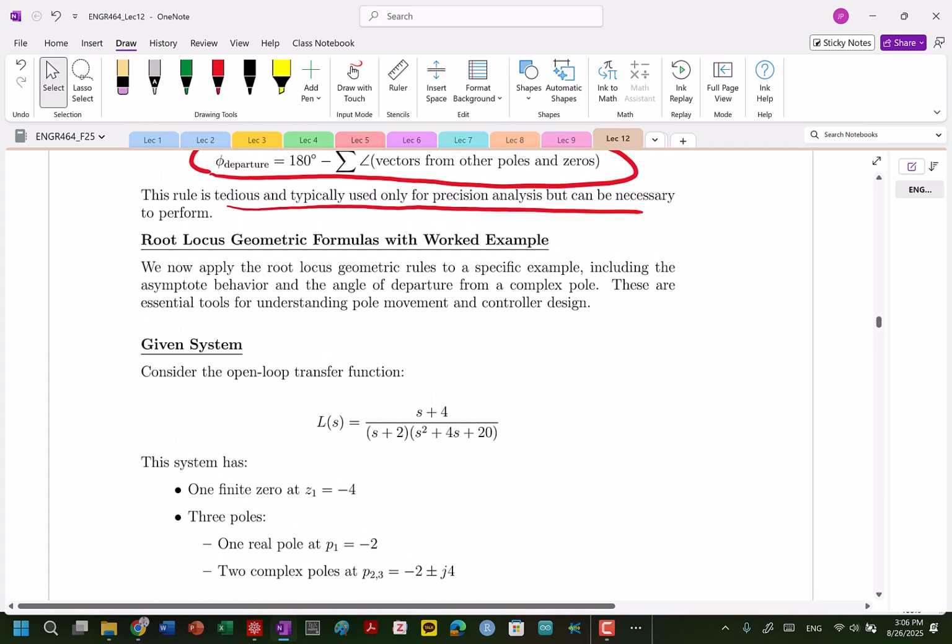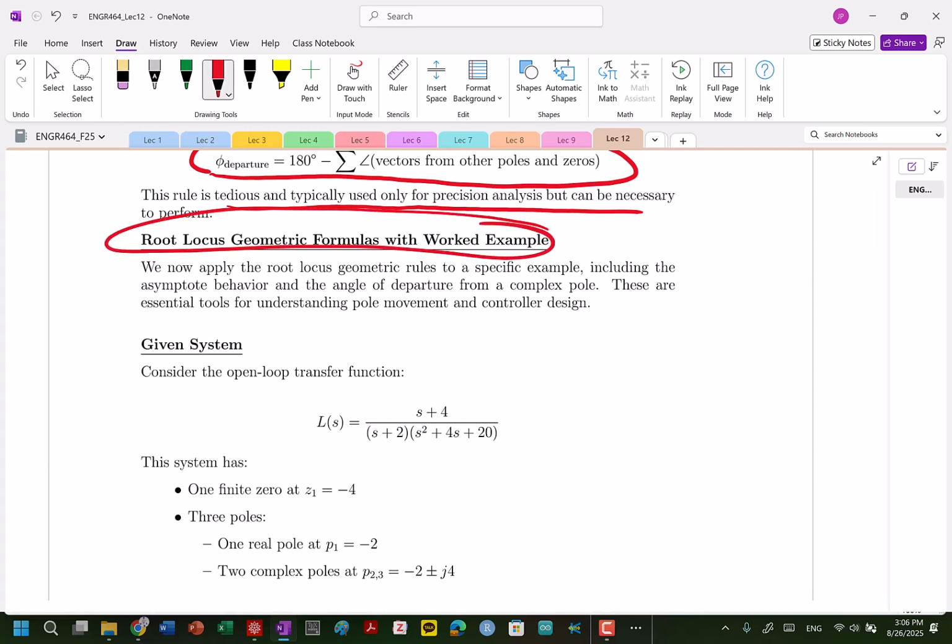Let's work through this with an example, and we'll do that next time. We'll verify that we're not violating any of the rules, and we can see how to verify each of those systems.